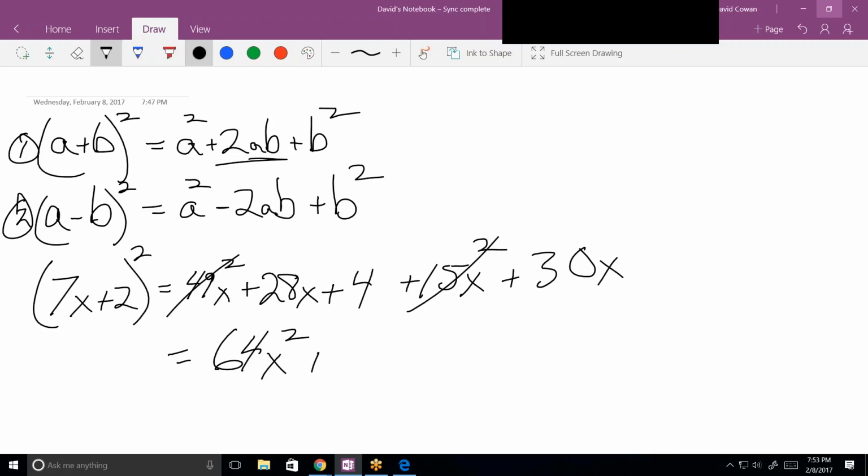Well, how many total x's do we have? So there's 58x. Okay. Plus, crosses that out, crosses that out. The only thing left is the 4. So there's the answer.